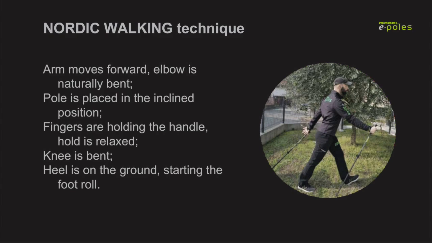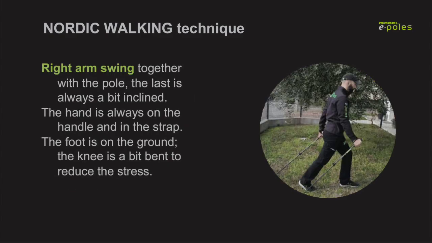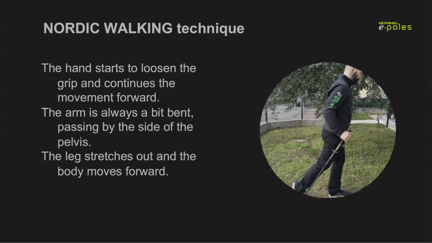The left knee stretches while the heel is on the ground to start the foot roll. Then we move to the initial propulsion with the right arm with a pole, and the right arm is always inclined backwards. The hand is always on the handle. The left foot is on the ground. The knee is a bit bent to reduce the stress gained from the body weight. The right hand in the strap slightly relieves the grip, but still continues the movement forward.